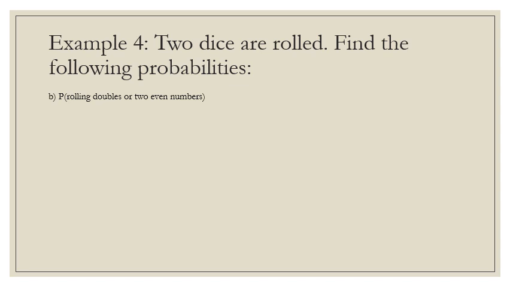Okay, next one. 2 dice are rolled. Find the following probabilities. Probability of rolling doubles or 2 even numbers. So this time it's a or. So we need probability of doubles. We'll do that one in blue. Probability of 2 even. We'll do that one in red. Okay. Minus probability of doubles and 2 even. Okay. So that one will be things that are circled in both blue and red together.